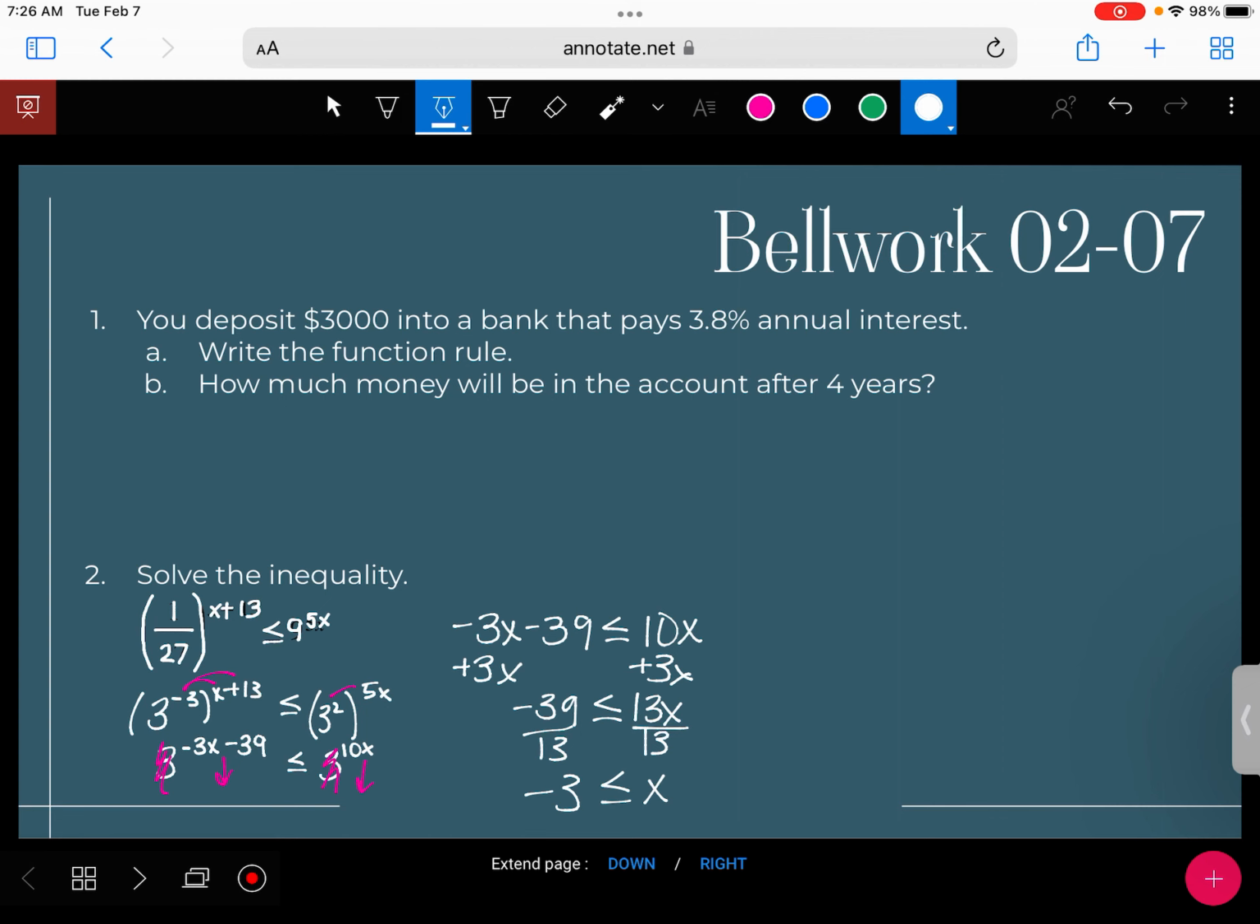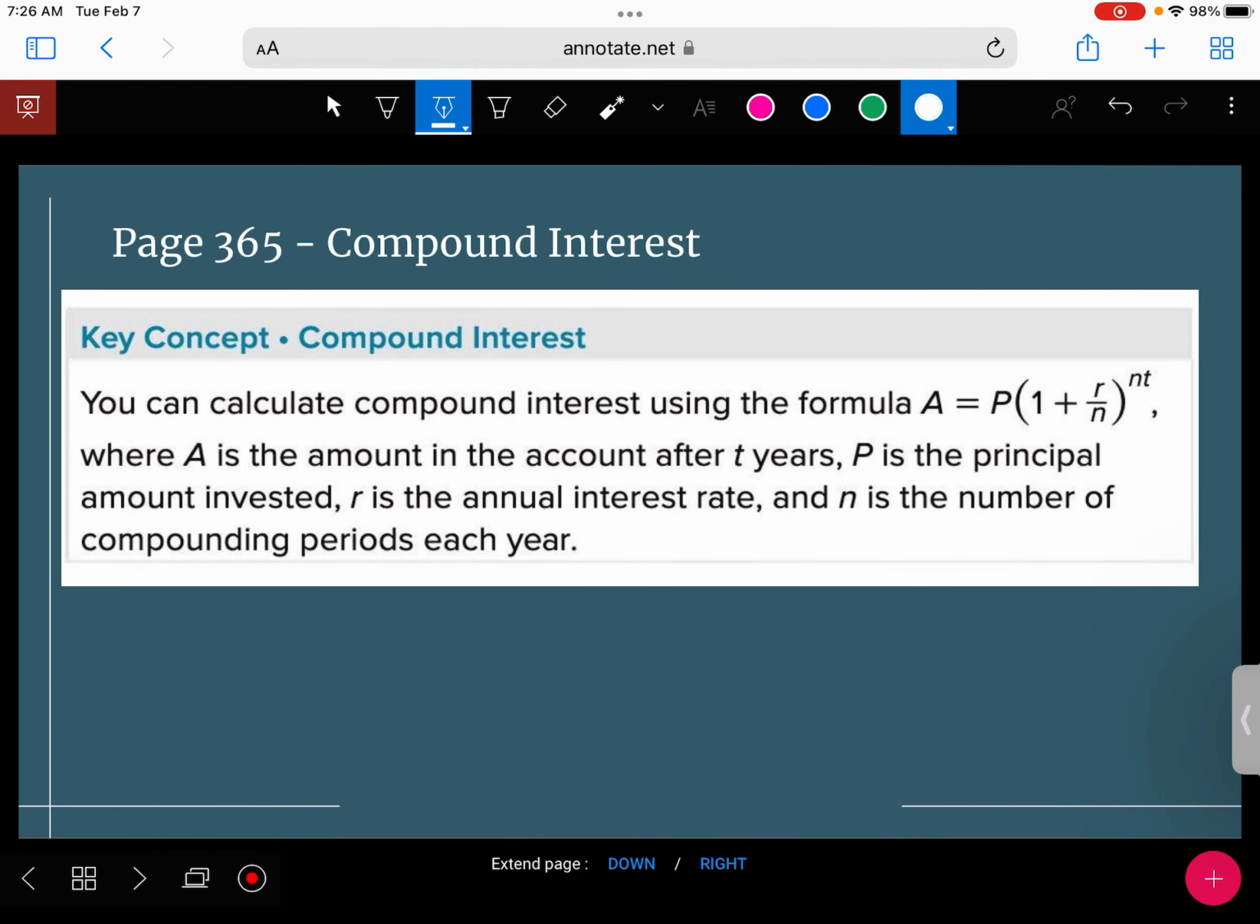And then we have the 1 plus R over N. R is our annual interest rate. So key word here, R is the annual interest rate, okay? And then N is the number of compounding periods each year. So if you're asked to find, for an annual compound, what is N going to be? If it's the number of compounding periods each year.